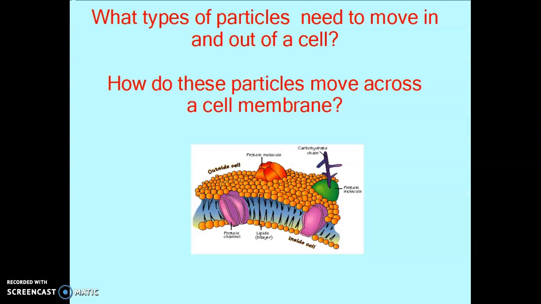All right, so what types of things do you think need to move in and out of a cell? I want you to think about just you in general. You need oxygen, you need food, you need water, and on the other hand, you also need to get rid of waste products like carbon dioxide, extra water, and other waste products. So we need to talk about how they move in and out of the cell.